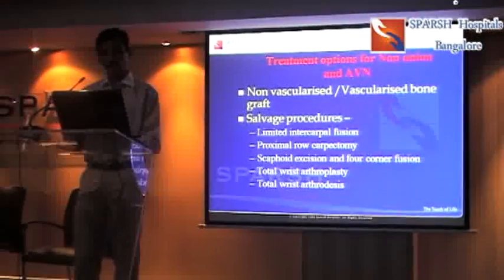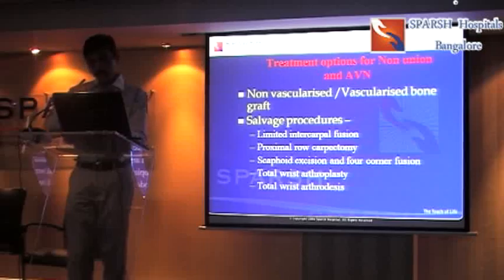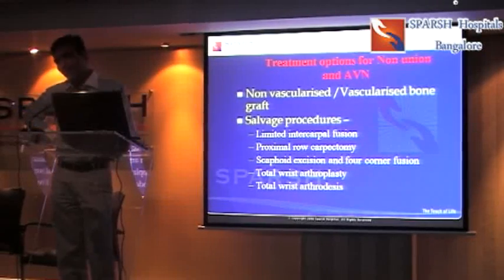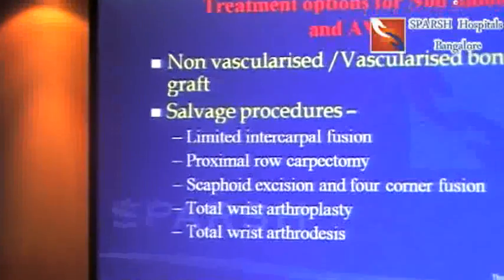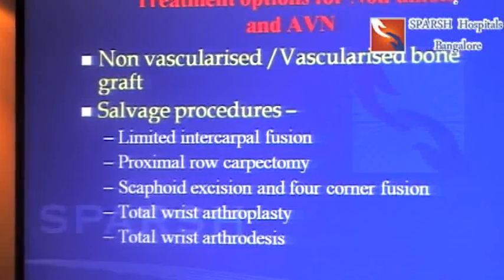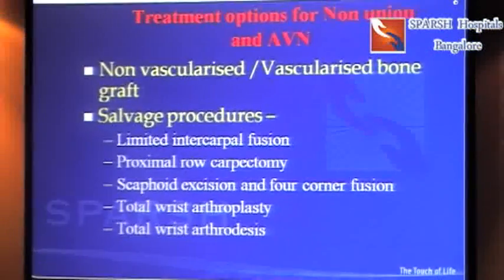Okay. So treatment options for a non-union and AVN. Anything in the waist, you probably know there is some blood supply, so you can think about bone grafting and fixing it. But anything proximal, the blood supply is tenuous, so think about a vascularized procedure. You don't have to go into detail about it.